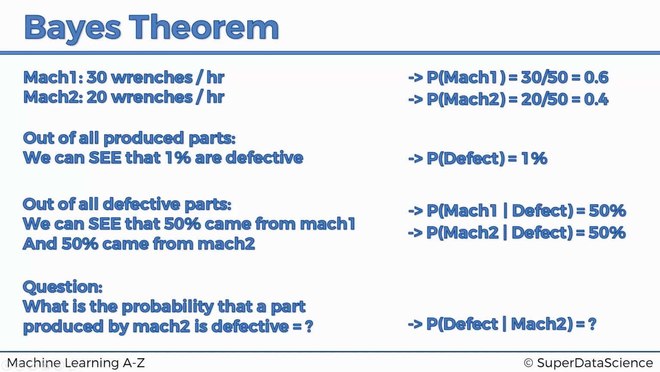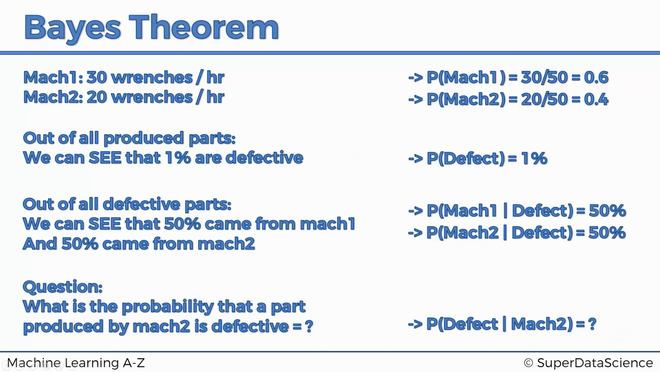So those are two different ways of thinking about probabilities or the Bayes theorem, but they're pretty much the same thing. They're exactly the same thing. It's just different ways of thinking about it. So it's either what's the probability of this one part that just came out of machine 2 being defective, or what is the portion of all of these parts that came out of machine 2 that's going to be defective? So that's the question that we want to answer given all this information.